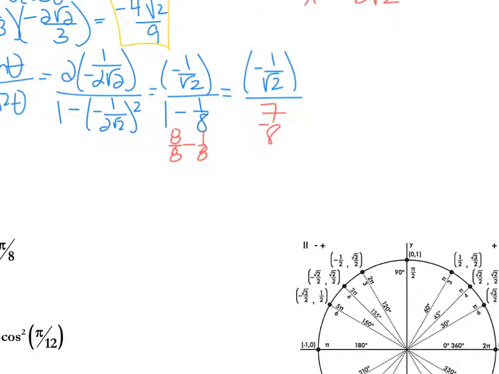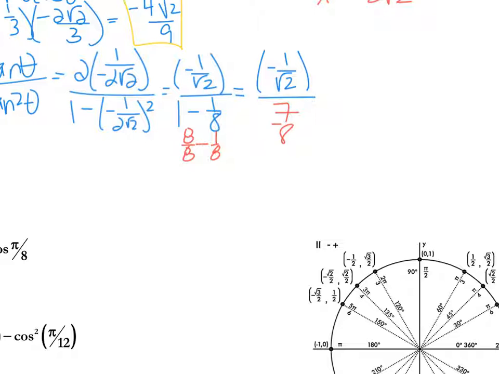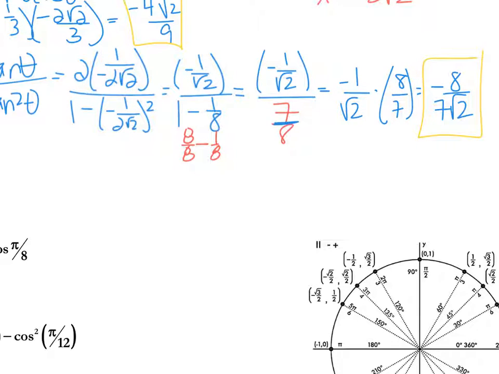And then finally, when you multiply fractions, you remember that you multiply by the reciprocal of the second fraction. So -1 over root 2 times 8 over 7. So this gives me -8 over 7 root 2. Okay, you do not need to rationalize. You can leave your answer like that. Okay, so all we did on these 3 problems, guys, is just apply the identities. That's all we had to do. Okay. All right, moving on.